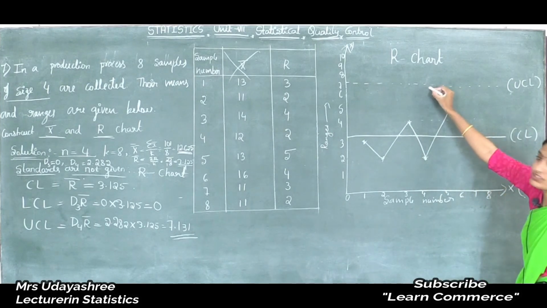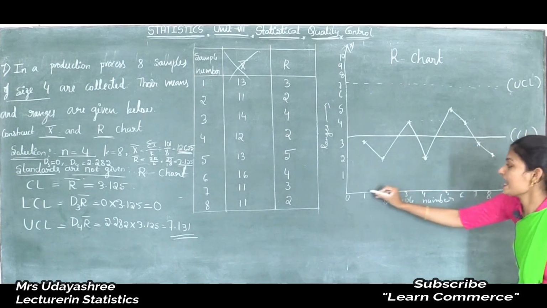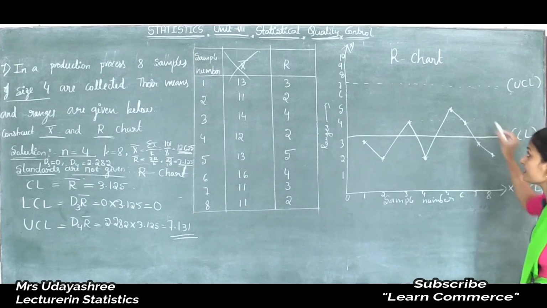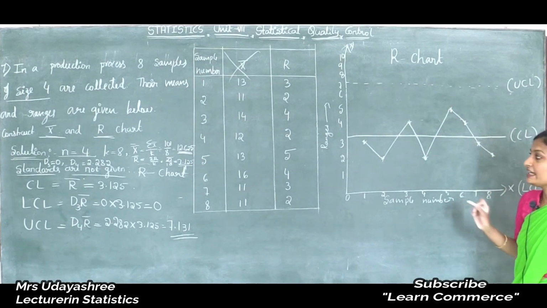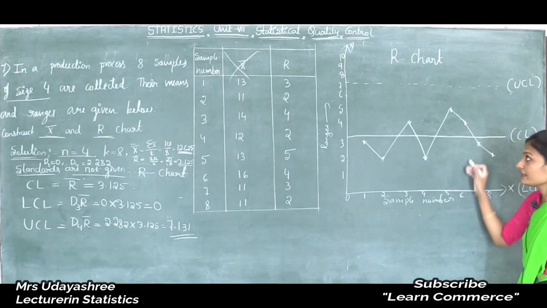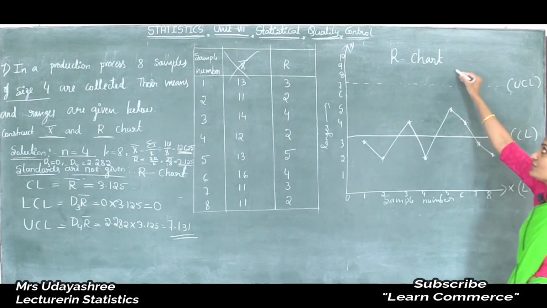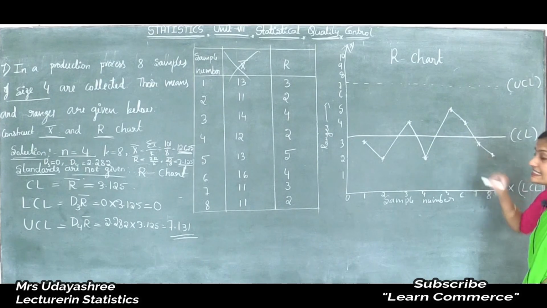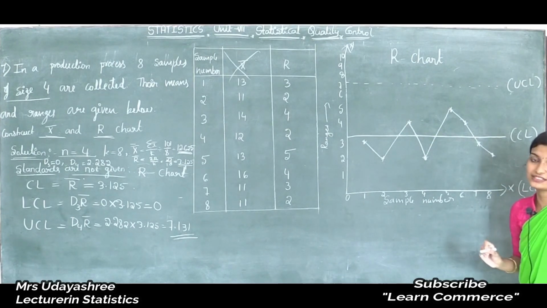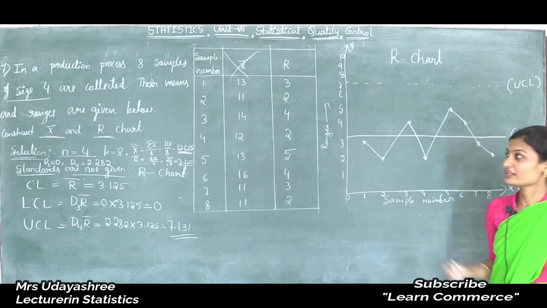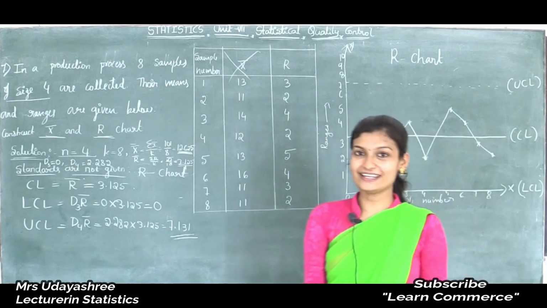See here, this is the upper control limit and this is the lower control limit. See here, all the sample points lie inside the control limits. In the sense what? In this R chart, all the points lie inside the control chart. Therefore the variation of the production process is under control. Okay, this is all about the X bar chart and R chart.